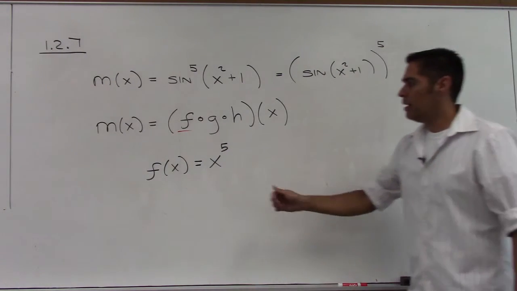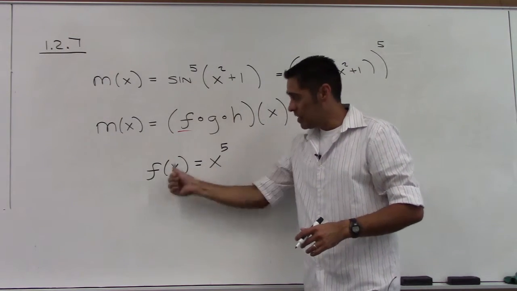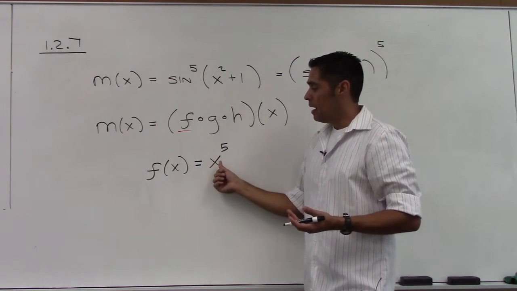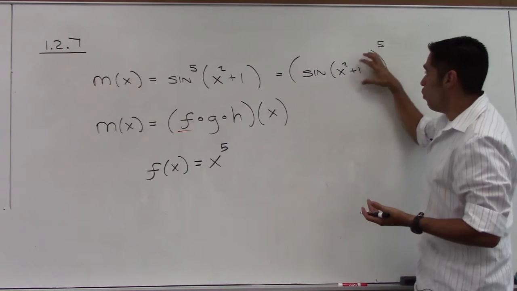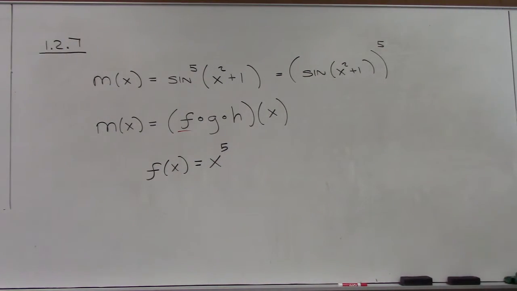If I plug x into this, it'll raise it to the 5th. If I plug z into this, it'll raise it to the 5th. If I plug sine of x squared plus 1 into this, it'll raise that all to the 5th. Okay, so the 5th power is done. Let's work our way in.